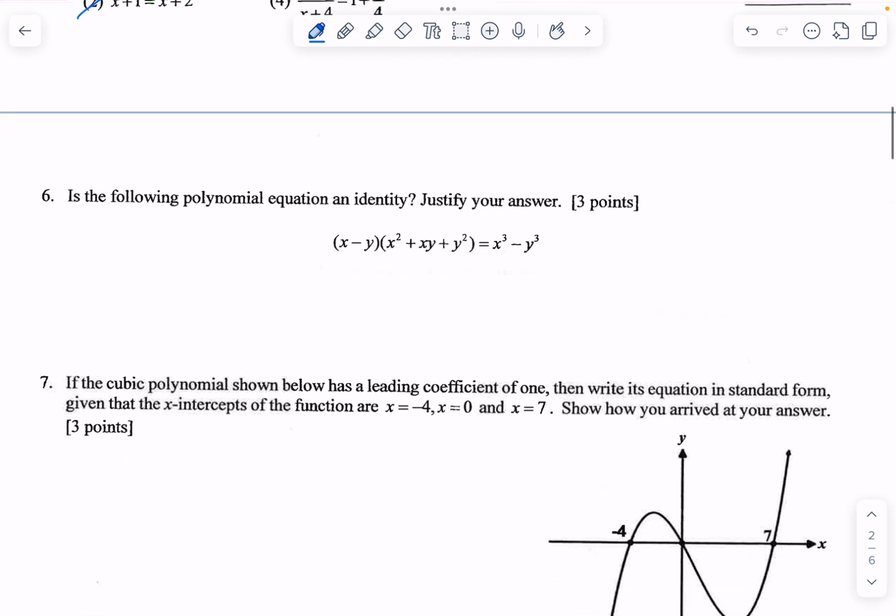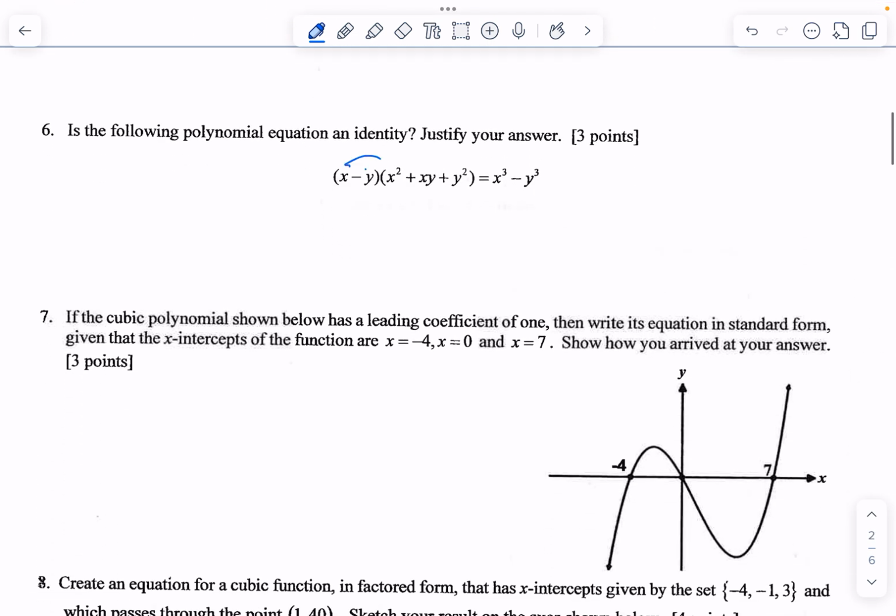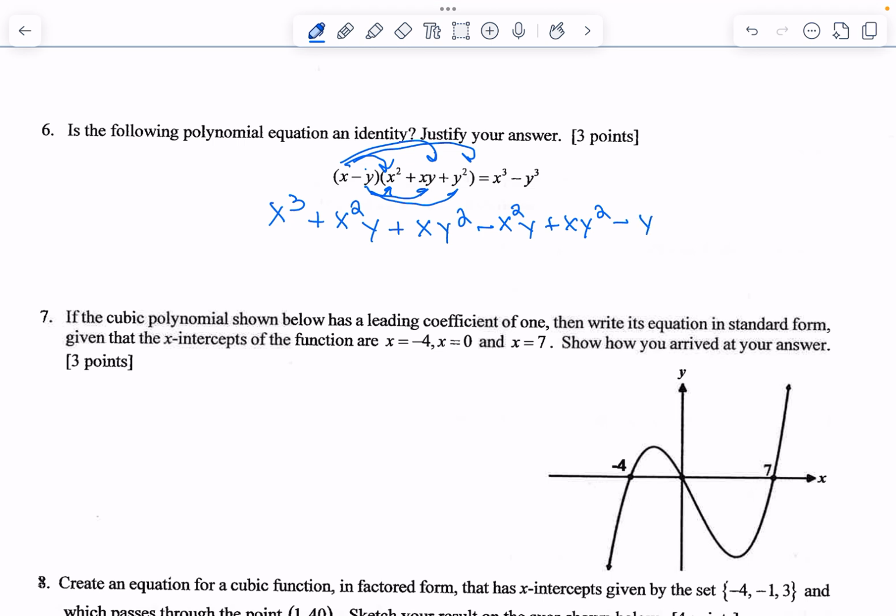All right, so here's the big one. So x times x is x cubed. X times x is plus x squared y. And then x times y is plus xy squared. All right, so this is minus x squared y plus xy squared, and then minus y to the 3rd. So let's look. Plus x squared y, this one and this one cancel.